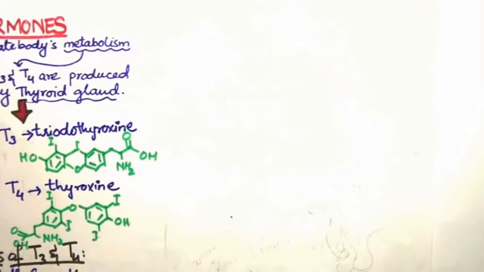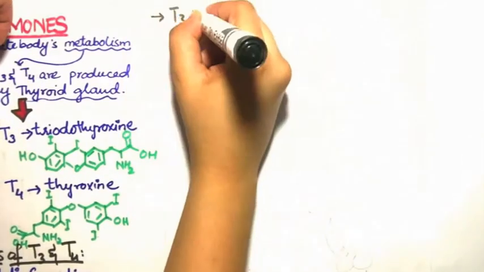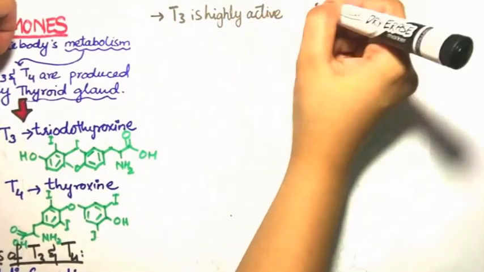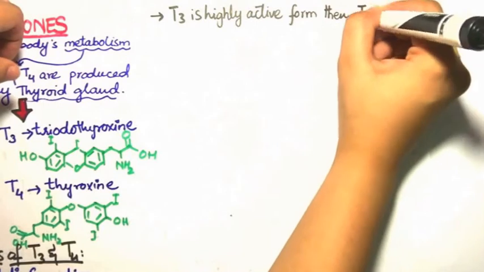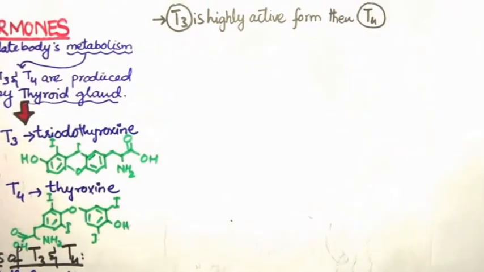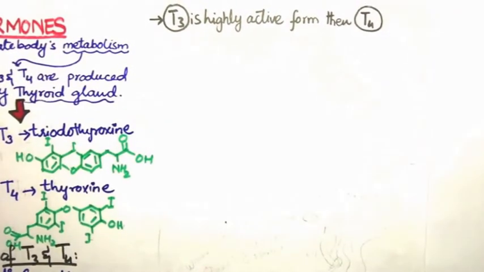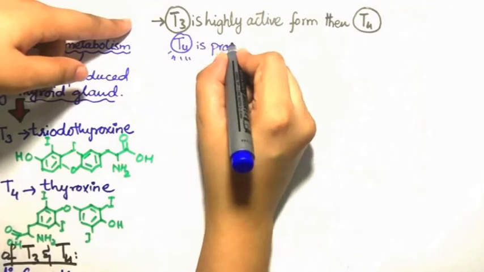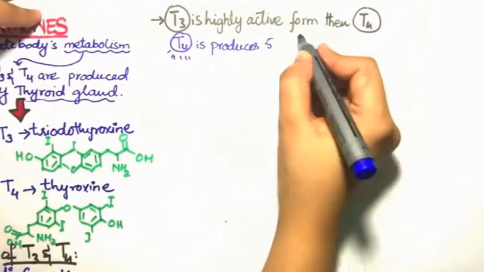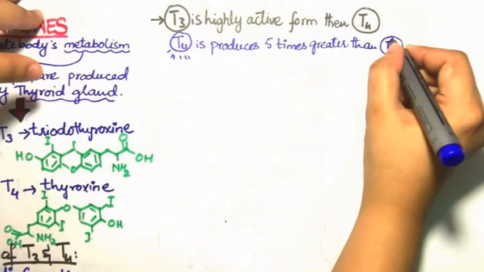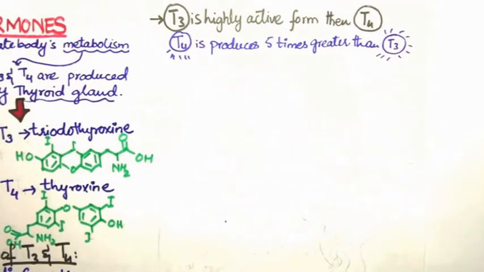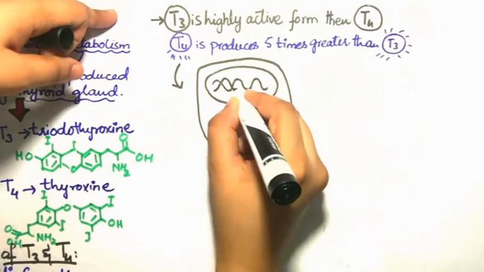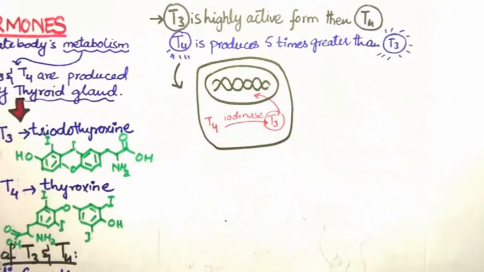Now moving on to T3 and T4. When they are released into the bloodstream, you should know that T3 is the highly active form of T4. It means that both of these are actively transported into the blood, but the T3 amount is lesser than T4. T4 is abundant while T3 is less. T4 is produced 5 times greater than T3, so it is a ratio of 1:5. When 1 T3 is released, 5 T4 will be excreted into the bloodstream.